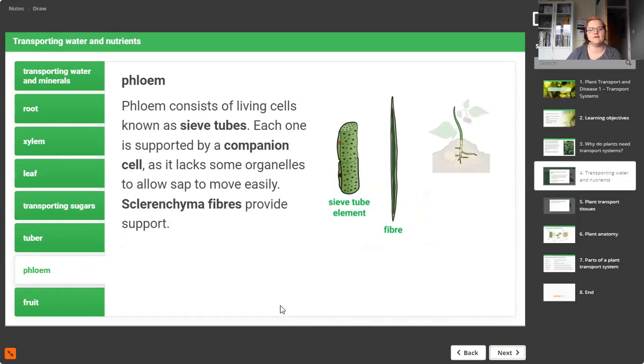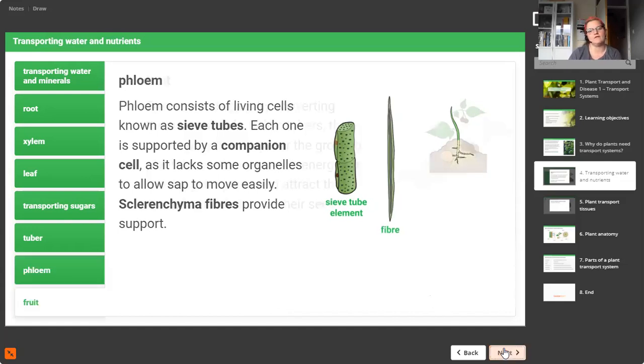And the phloem consists of living cells. So xylem is made up of dead cells, phloem is made up of living cells, and these are known as sieve tubes. Each one is supported by something called a companion cell, as it lacks some organelles. To allow sap to move easily, sclerenchyma fibers again provide support of these.